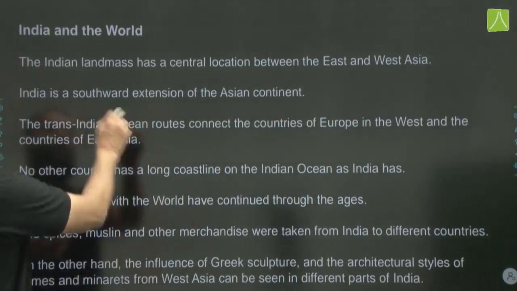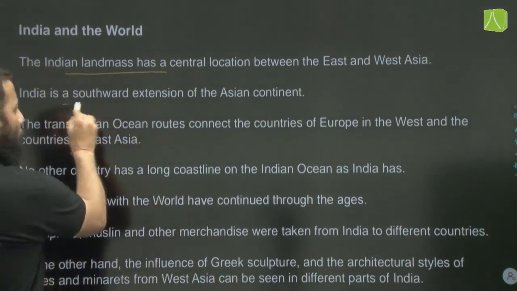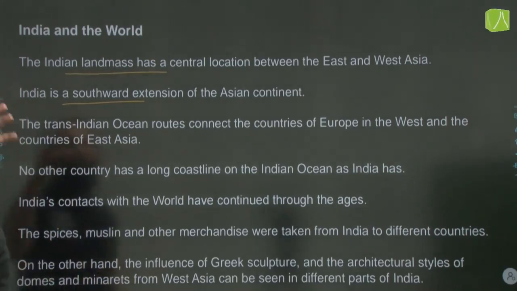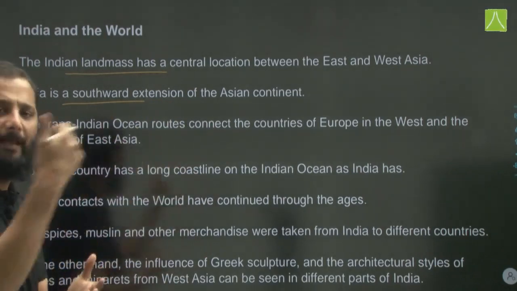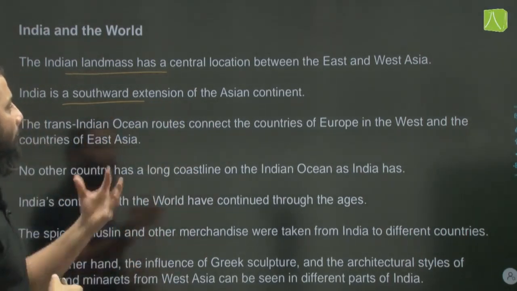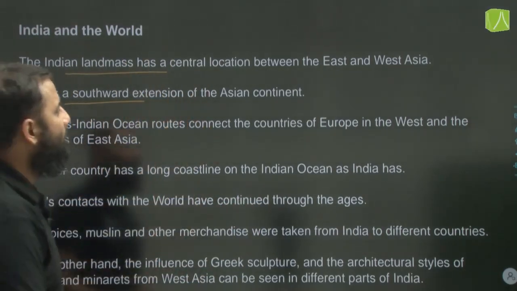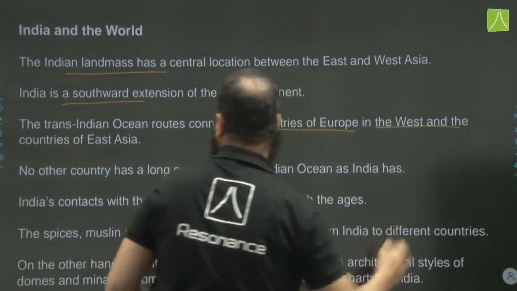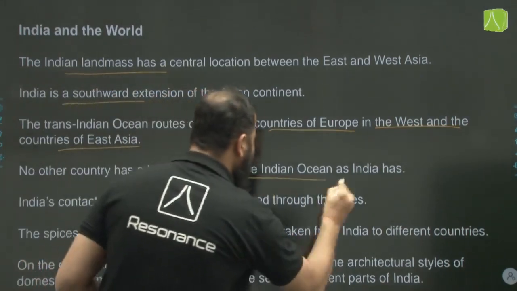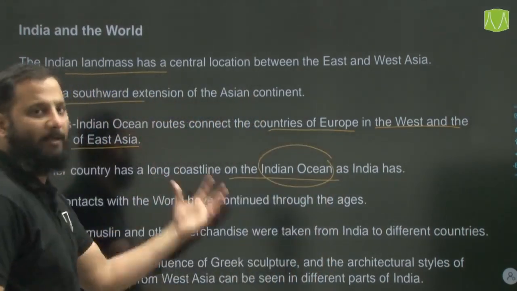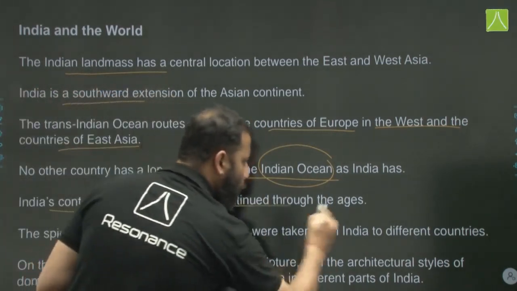India in the world. The Indian landmass has a central location between East and West Asia. India is a southward extension of the ancient Asian continent, and trans-Indian ocean routes have always linked the countries of Europe, and we see from ancient times how the spice trade was there, first with Arabs and later on Europeans came to trade in spice with India, linking the countries of Europe in the west and the countries of East Asia. No other country has such a long coastline on the Indian Ocean, therefore a complete ocean is named after a country, India.